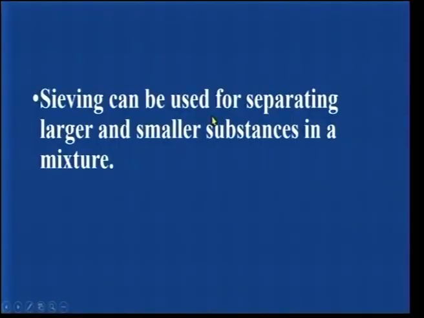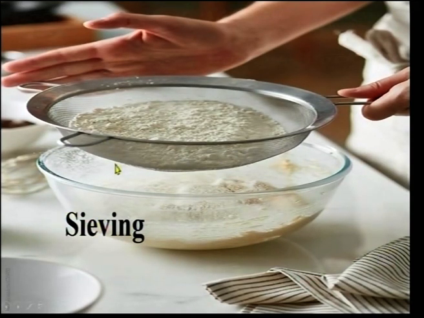It can be used to separate larger and smaller substances in a mixture. You might have seen such types of sieves. Children, the most important thing you have to remember here is the size of the holes. You can see wheat flour taken in this sieve. See the size of the holes, children, they are so small. So this sieve is used to separate the light wheat flour.